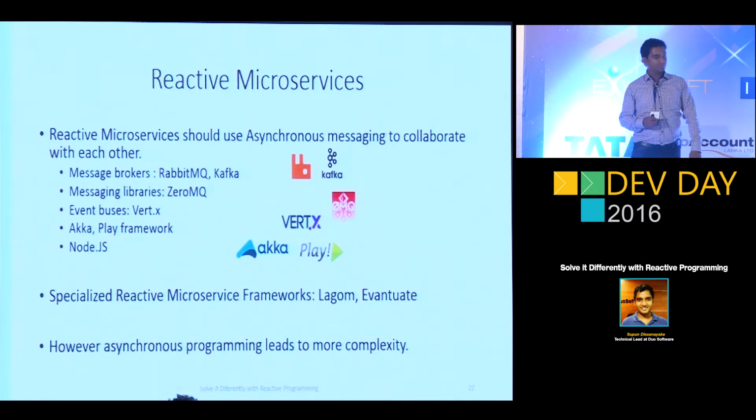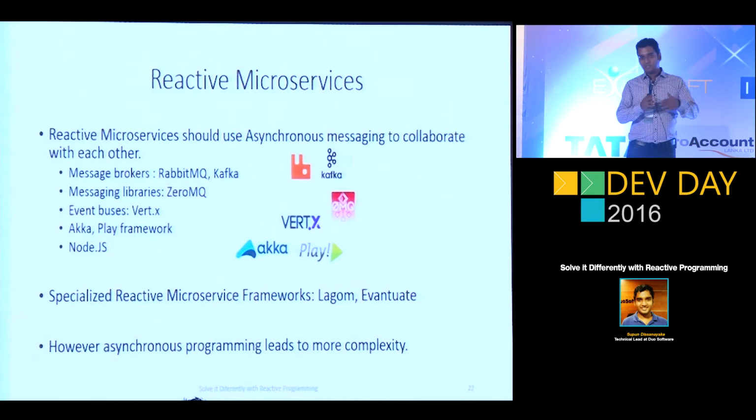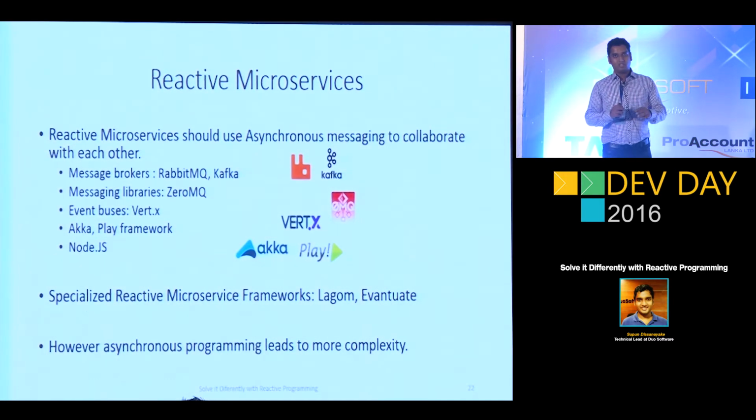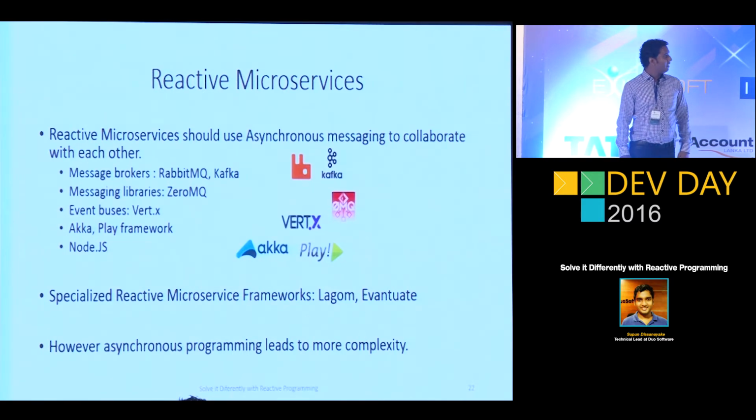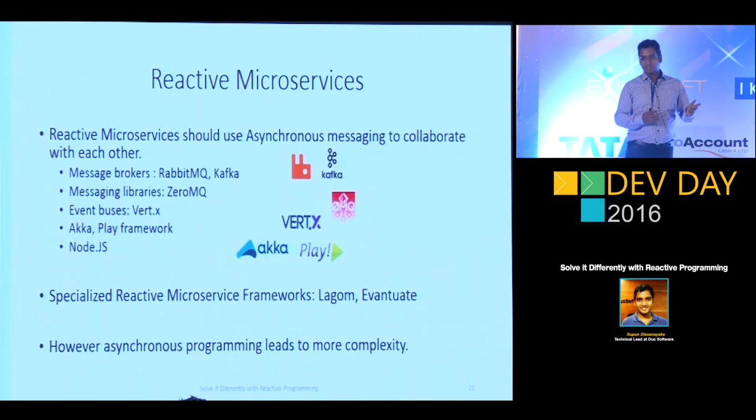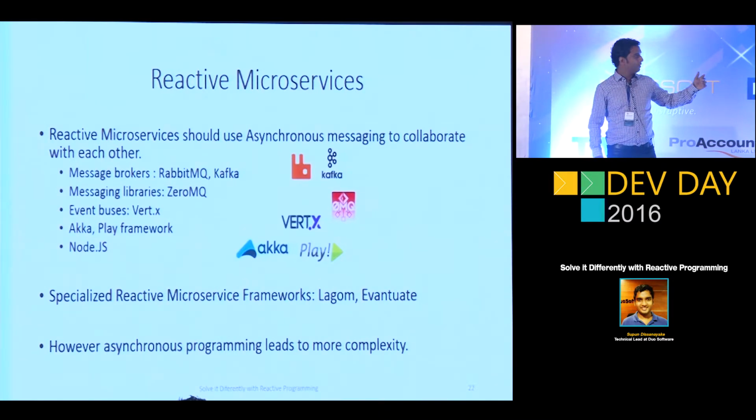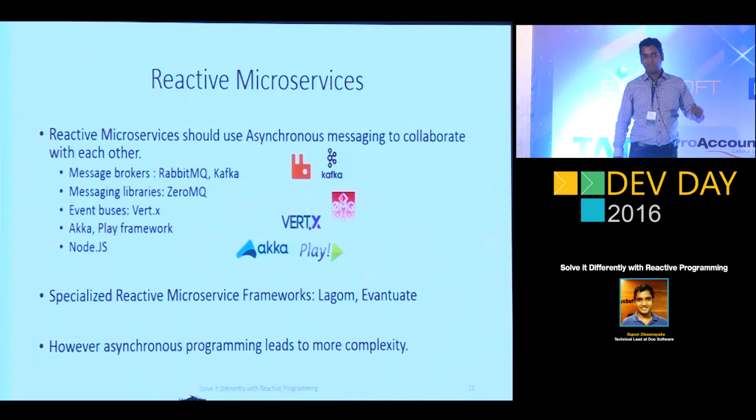But how can we apply asynchronous message passing to a reactive microservice architecture? There are so many approaches. We can use a middleware like RabbitMQ or Kafka. Using that, rather than communicating between microservices using REST or some other protocol, we can use a specialized protocol like AMQP that comes with RabbitMQ, or you can use a message broker like Kafka, and we can also use messaging libraries like ZeroMQ. The difference between ZeroMQ and RabbitMQ is that ZeroMQ is actually a brokerless architecture. It comes as a library.